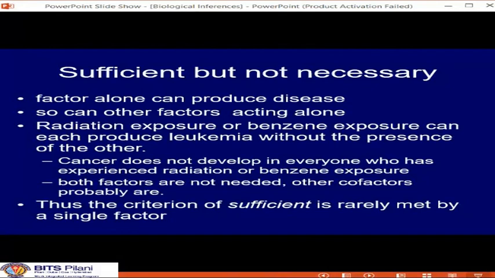Although it may not be necessary, without benzene, you can get leukemia. Without radiation exposure, you can get leukemia. Without benzene or radiation exposure, you can get leukemia. So these are called sufficient causes, but not necessary to cause disease. This is called the sufficiency alone criteria. It's not very common to find diseases which are caused by a single sufficient cause. It's a little unusual to find them.